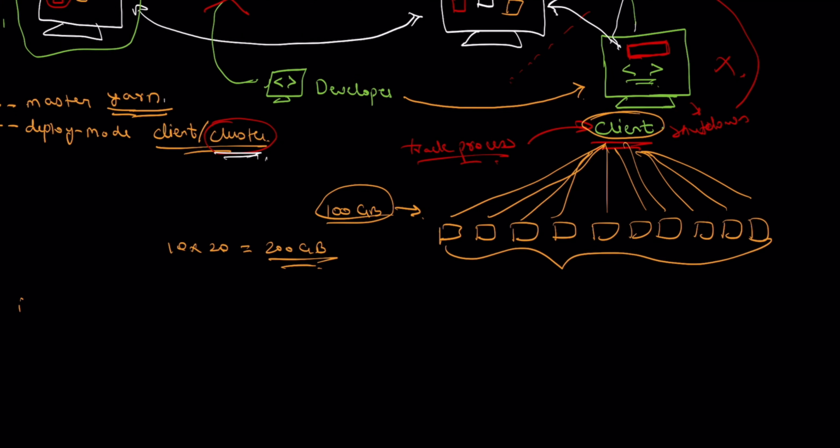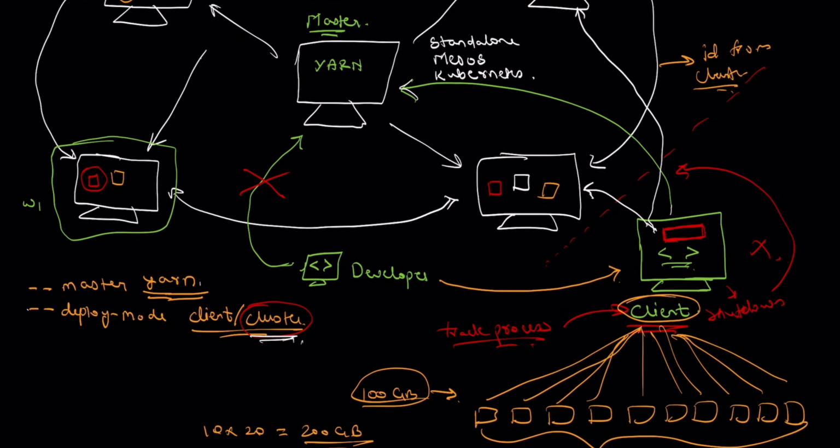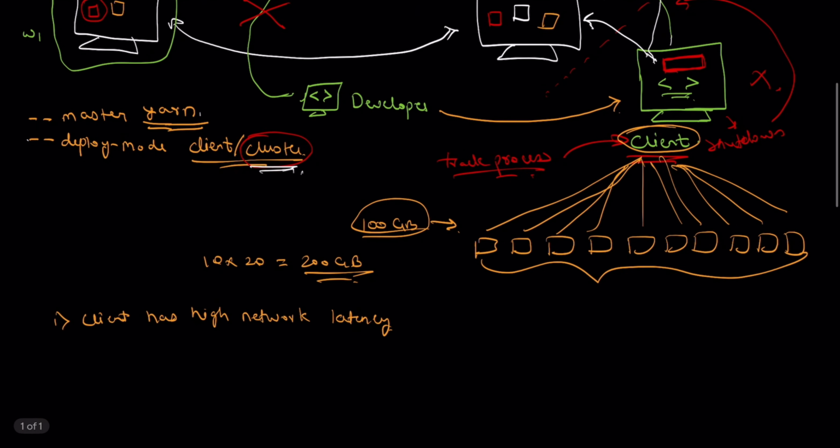Firstly, client has high network latency, as the driver is on the client and we need to send the data from the driver to the worker nodes. In that case, the latency is high, and it is totally opposite for the cluster mode. So we will be writing only for client. You can assume it is totally opposite for the cluster mode.